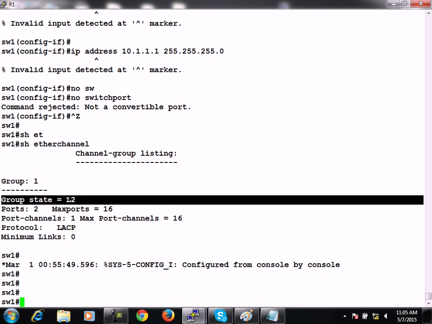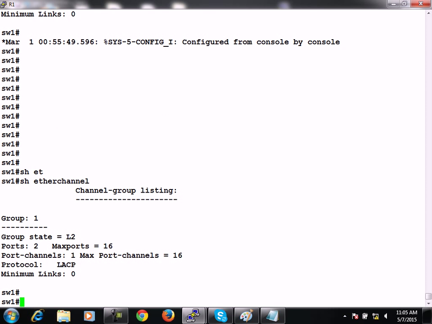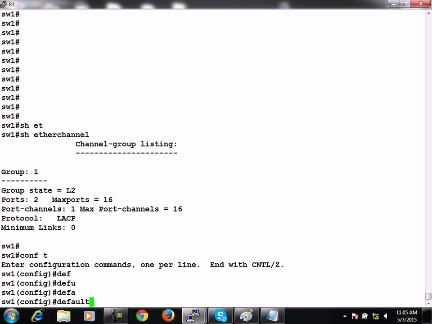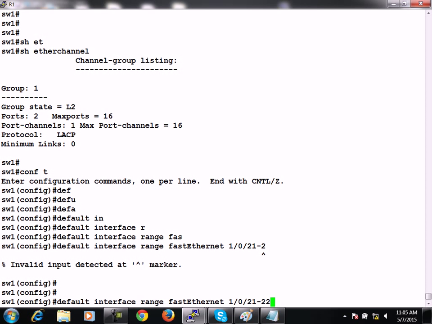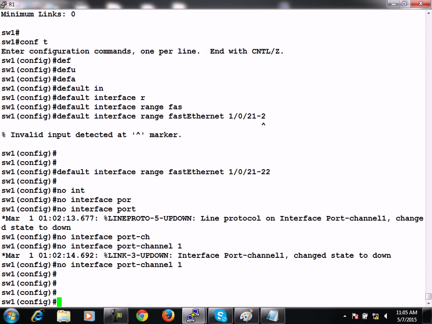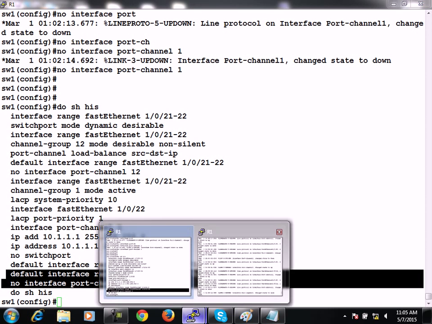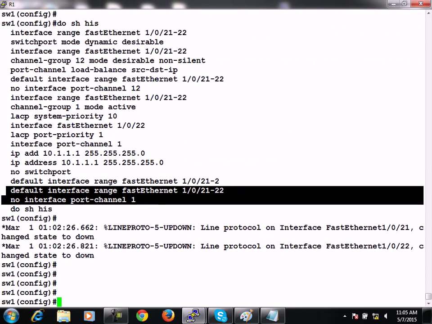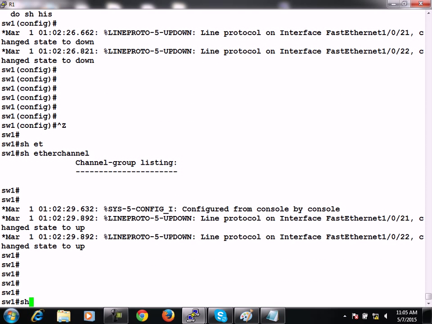So let's configure it now. Before configuring this layer 3 EtherChannel here, what will we do? You see here, the EtherChannel by default is showing group state as layer 2. So default interface range FastEthernet 1/0/21 to 22, and then you have to say no interface port-channel 1. I'll also configure the same command on switch 2 as well. And let's move back again to switch 1, and you see show EtherChannel, is there any... show CDP neighbor.